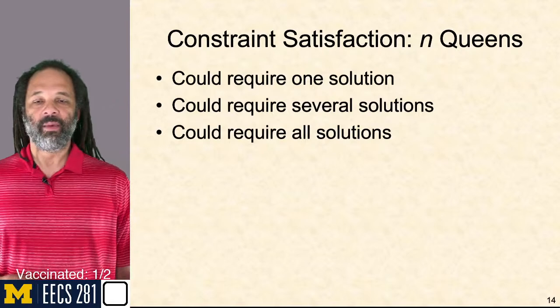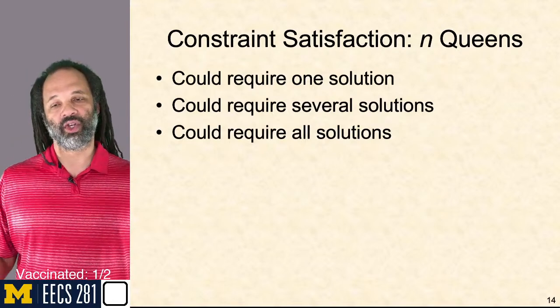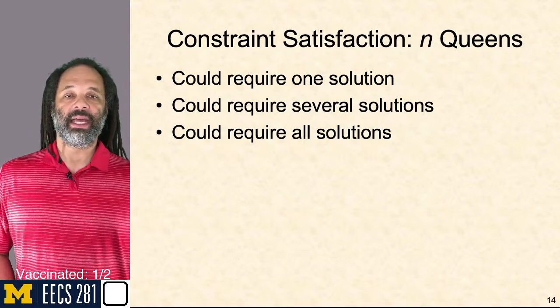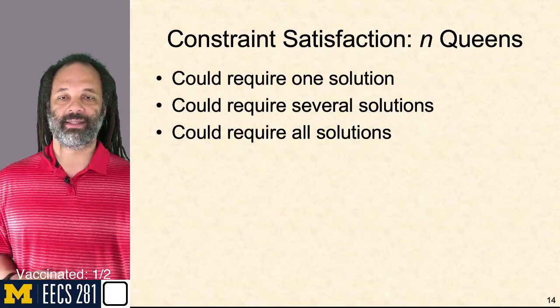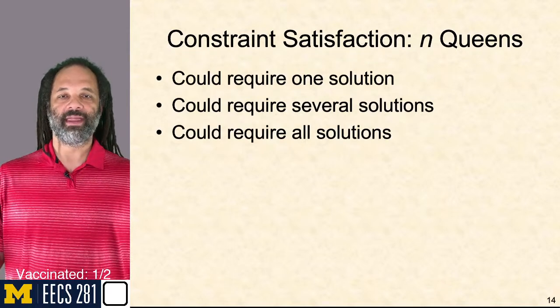But remember, this is our constraint satisfaction of n queens. We could require 1 solution. We could require several solutions. We could require all the solutions. In general, backtracking just needs to find out if there is a solution that exists. And then if you write it in such a way that it will deliver that solution to you, that's optional as well.